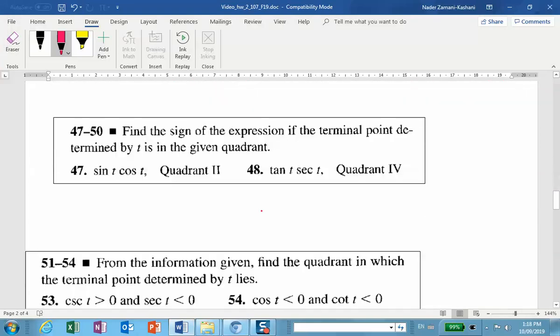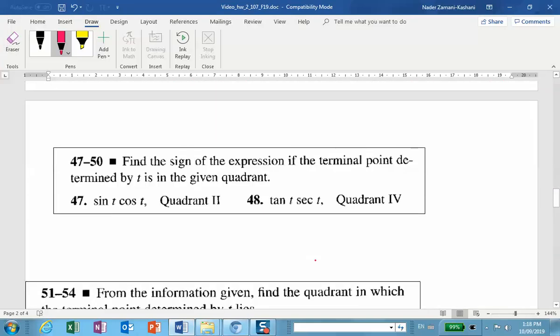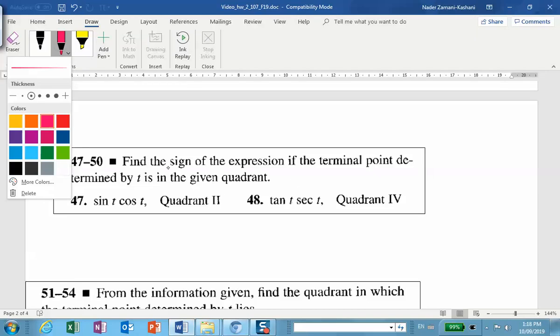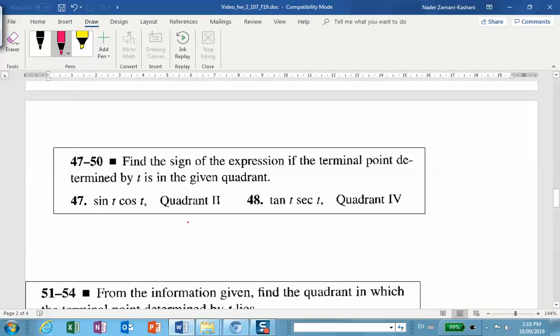It says, suppose that t is in the quadrant given. So quadrant 2, here's quadrant 2, right there. This is cosine, and this is sine. The algebraic sign of any parameter value in this range is plus, and the algebraic sign of anything in there is minus. So this whole thing is plus times minus, and it comes out to be minus.